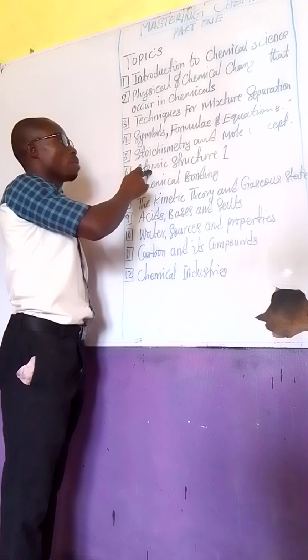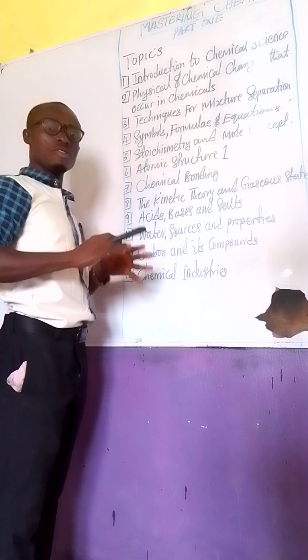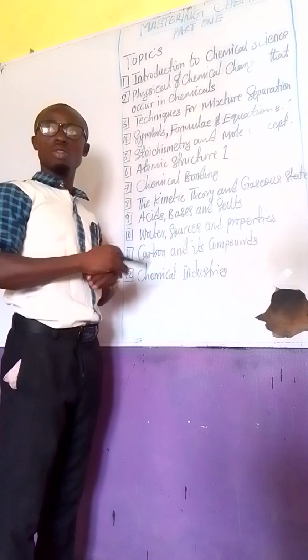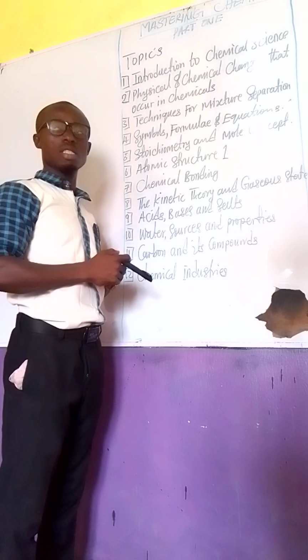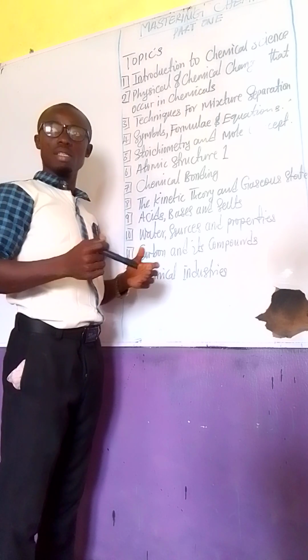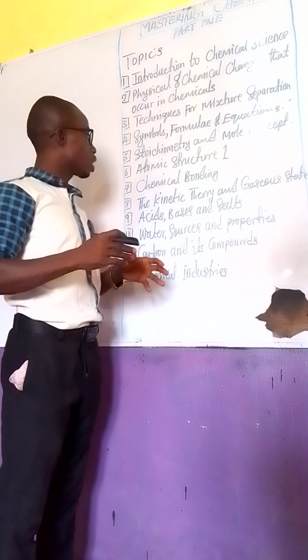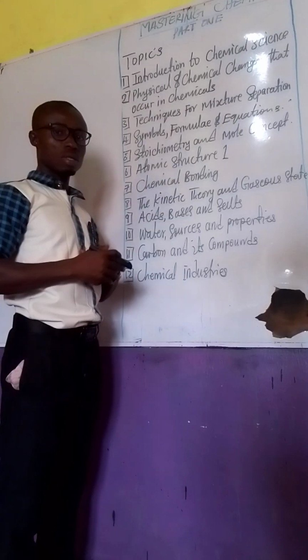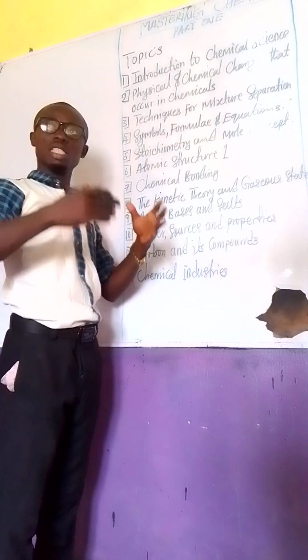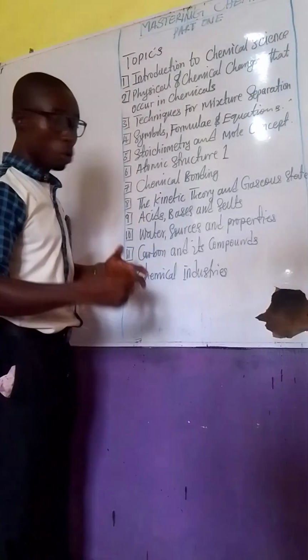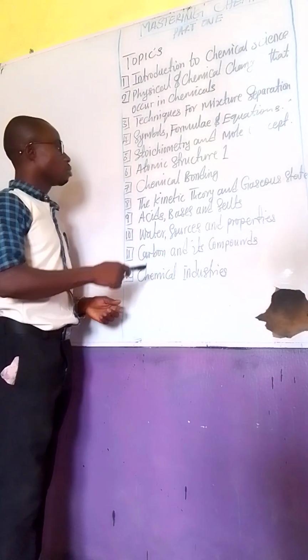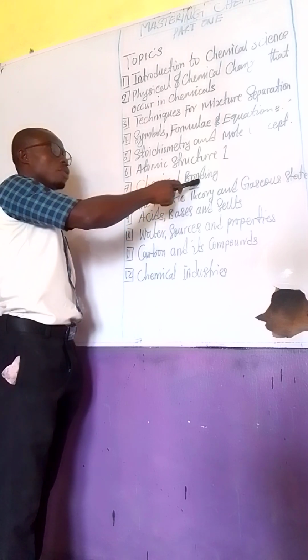Number 6, we're going to talk about atomic structure, the structure of an atom. The structure of an atom has a lot to do with its characteristics. So we're going to talk about its atomic structure. It's one of the things that you can use to identify an atom, a compound or molecules, by its structure. Now, we are also going to talk about chemical bonding.